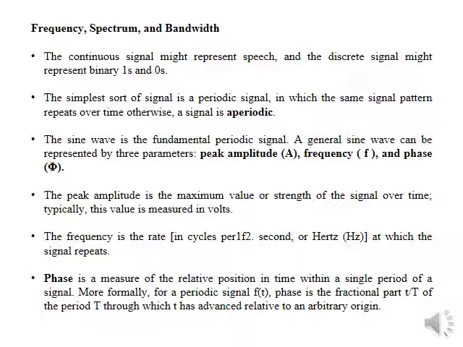The simplest sort of signal is a periodic signal in which the same signal pattern repeats over time, otherwise a signal is aperiodic. The sine wave is the fundamental periodic signal. A general sine wave can be represented by 3 parameters. So any sine wave is represented by these 3 parameters: amplitude, frequency and phase.